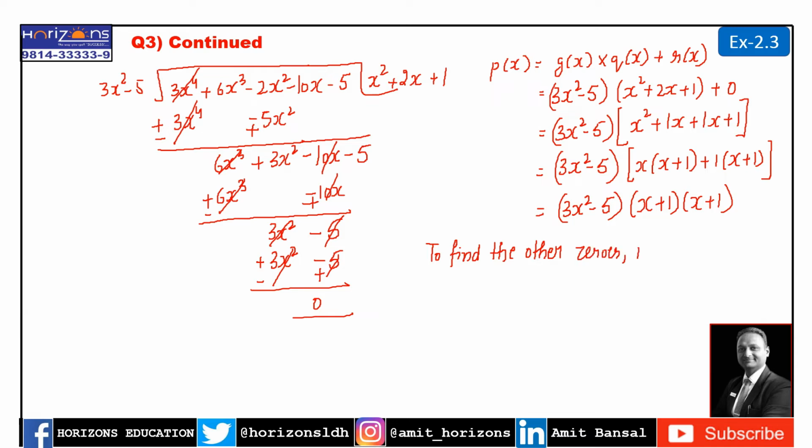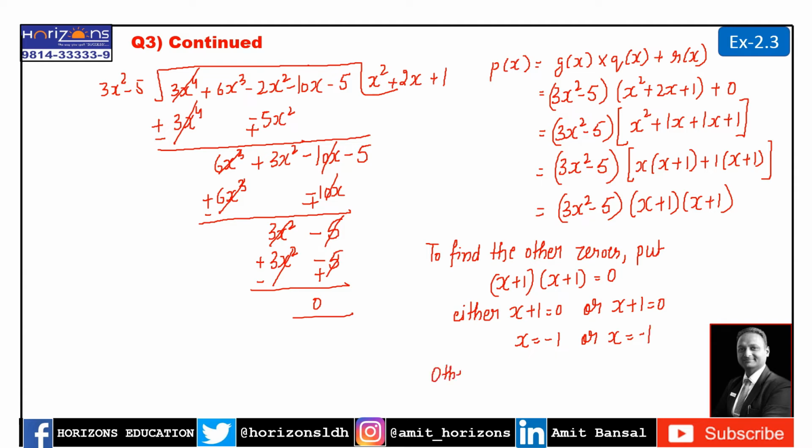To find the other zeros, put x plus 1 into x plus 1 equal to 0. So either x plus 1 equal to 0 or x plus 1 equal to 0. Either x equal to minus 1 or x is equal to minus 1. Right, friends? So the other zeros as required by the question are minus 1 and minus 1.